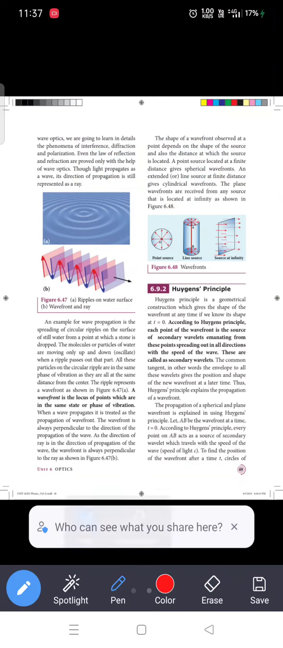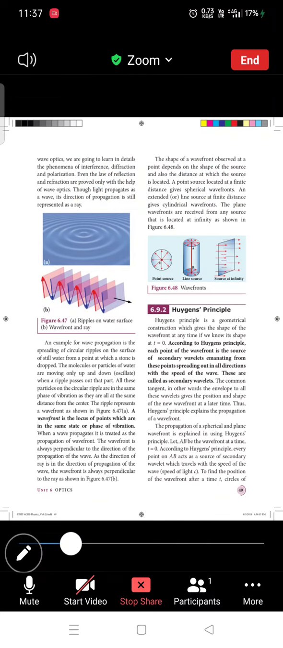An example of wave propagation is the spreading of circular ripples on the surface of still water from the point at which a stone is dropped. The molecules or particles of water are moving only up and down. Up and down means they oscillate. When a ripple passes, all the particles on the circular ripple are in the same phase of vibration, as they are all at the same distance from the center.